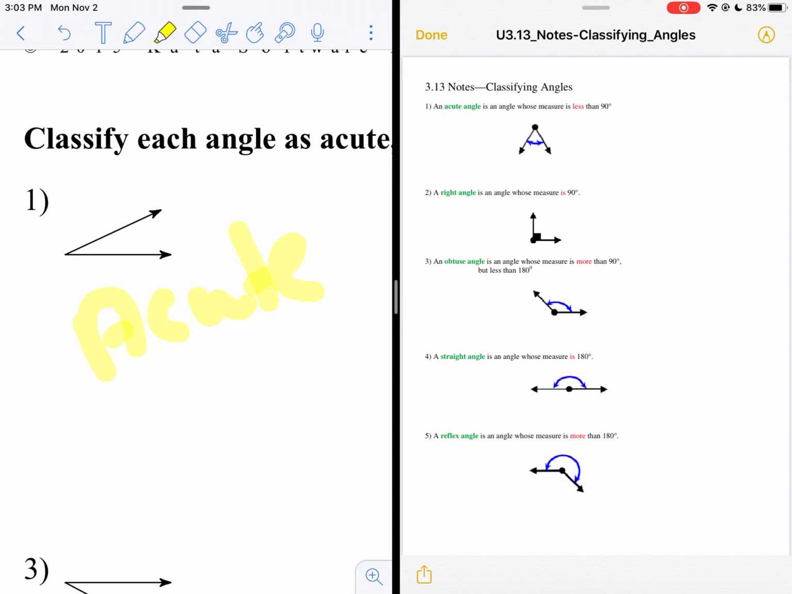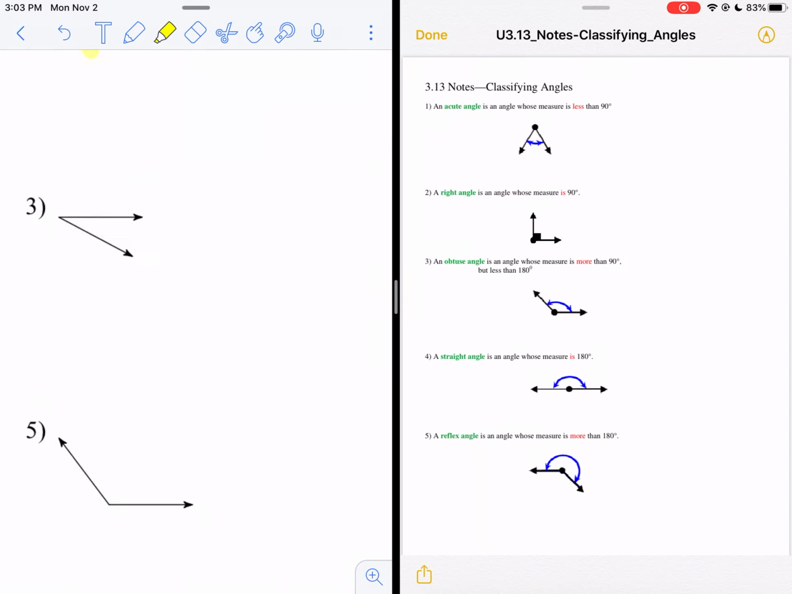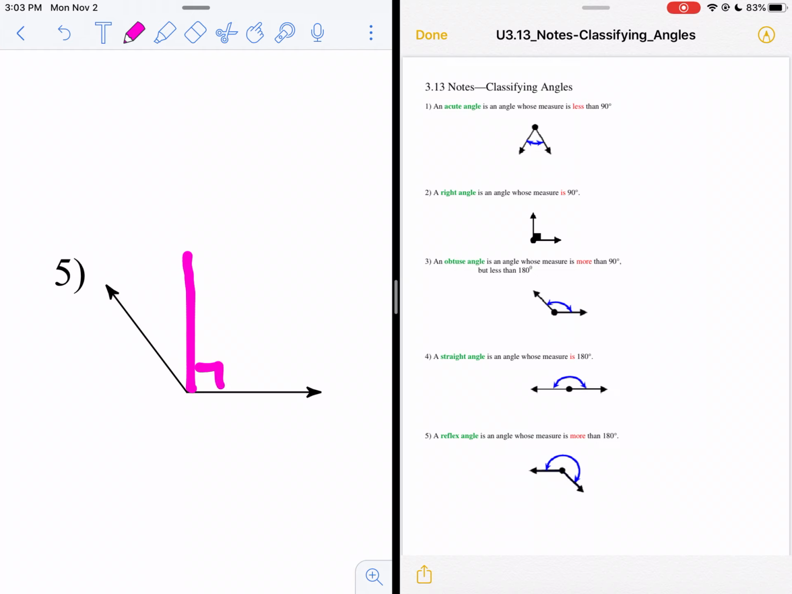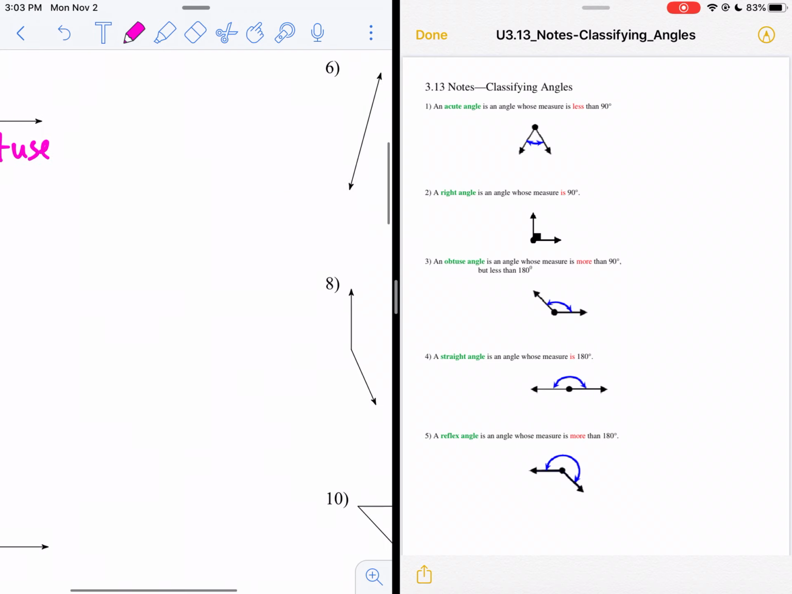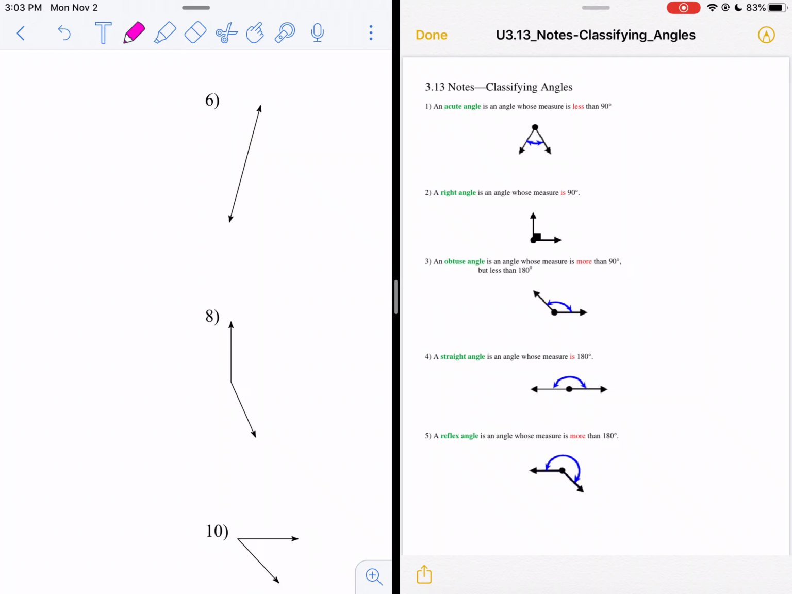And some people say, can I write A? No, you cannot write A, because if you just write A, that's a point. So write down the word acute. Okay, what about number 5? Hopefully, if you're not sure, another trick is to compare everything with 90 degrees. So 5 is definitely more than 90 degrees, so the answer has to be obtuse, and don't write O. Write obtuse. Number 6, you have a straight line. A straight line is always equal to 180 degrees, so that is a straight angle.